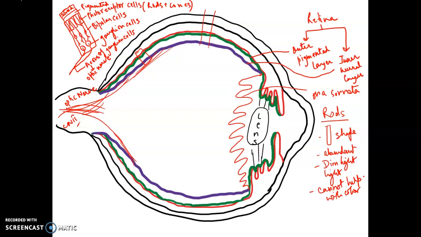Let's talk a little bit more about cones now. We have way less cones. The cones are conical in shape. That's the shape. We don't have very many cones. Their number is less. Cones are responsible for bright light vision. And cones do help us with color recognition.